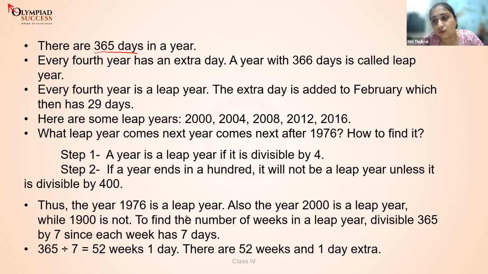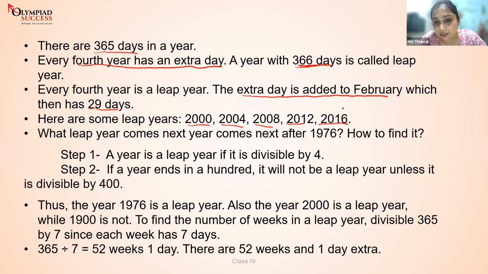You are writing in the chat box. Okay, fine. So every fourth year has an extra day, right? And that makes a leap year. And in a leap year, we have 366 days. Now that extra one day is added in the month of February, as I've already told you. So February in a leap year has 29 days instead of 28 days. So you can see that these are some leap years, right? Can you tell me whether 2022, which is going right now, is a leap year?